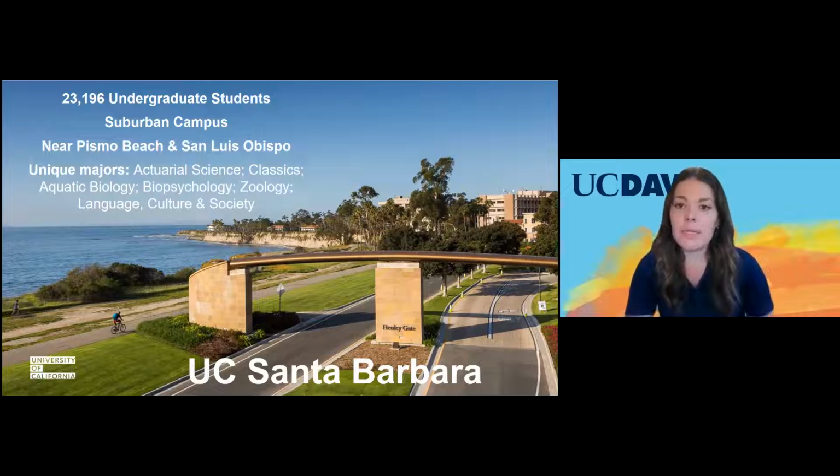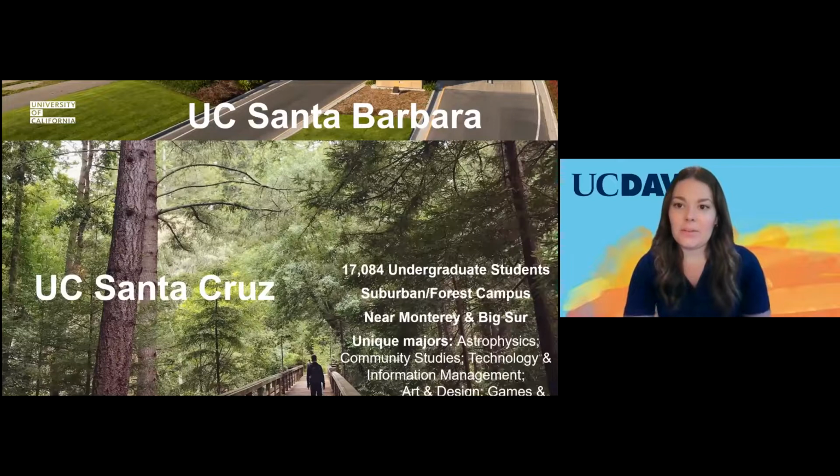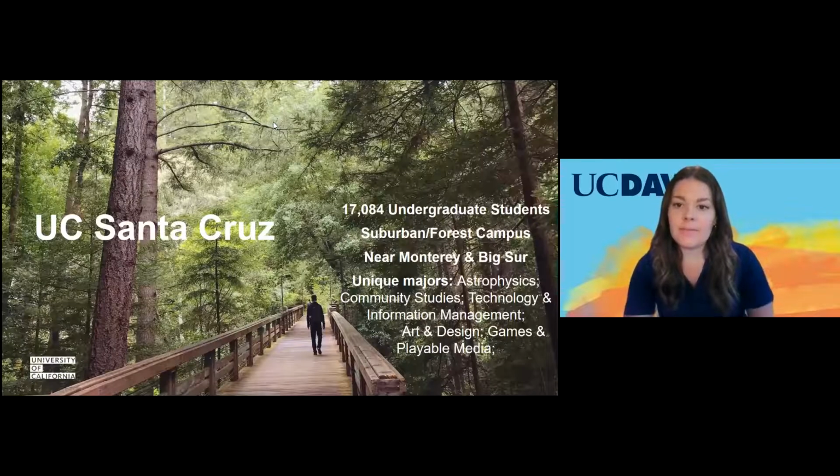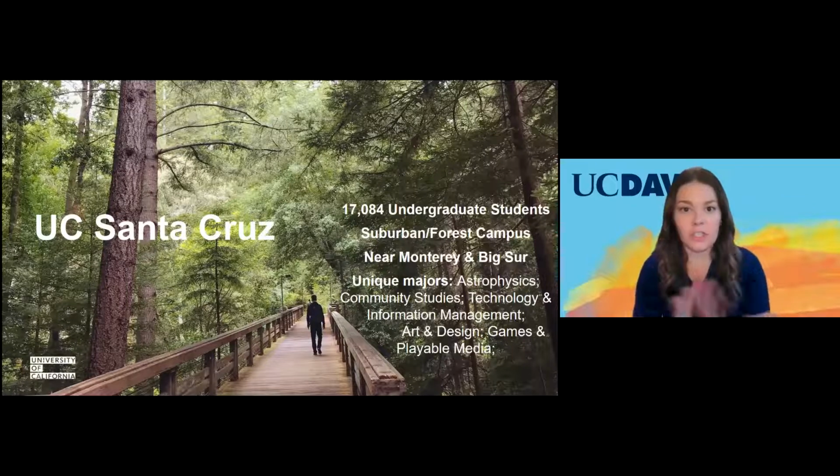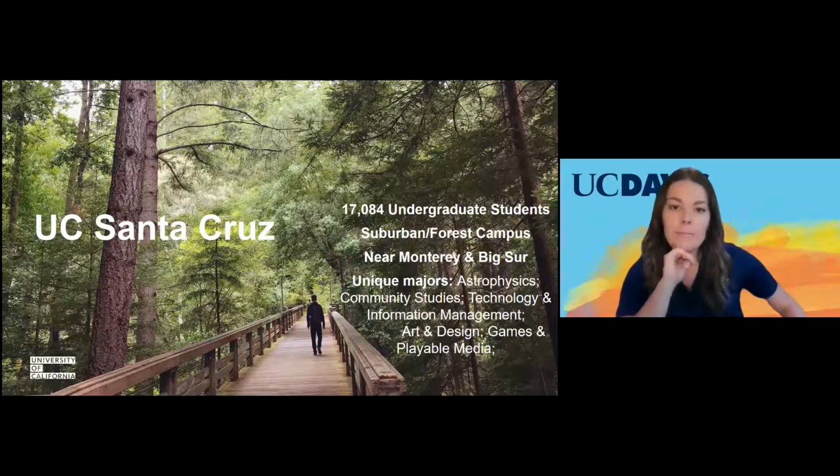And then our last campus is going to be UC Santa Cruz. So that's going to be on the smaller side, 17,000 undergraduate students. Suburban Forest campus. I add that in there because if you visit that campus, it looks like this picture, just trees. It's kind of like in the trees. It's one of the smaller campuses. I think it's a very unique campus in and of itself.